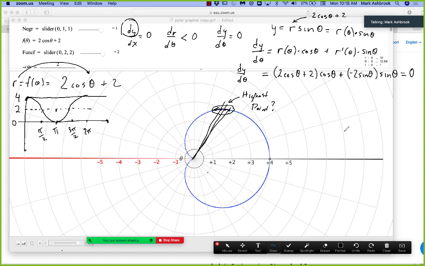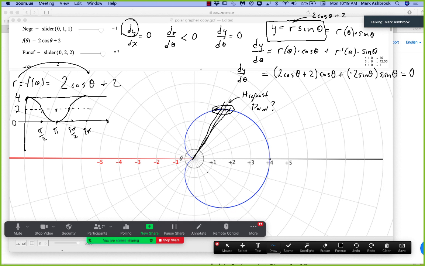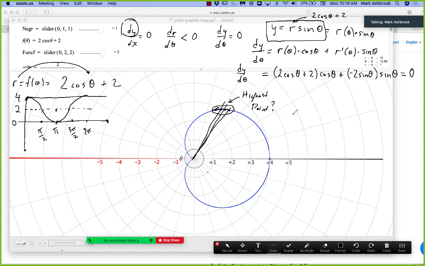All right, I'll pause there for any questions. Did you follow everything? Since y is r sine theta, and we want dy/d theta, we use the product rule. This is the generic formula for dy/d theta for any polar graph. r of theta is 2 cosine theta plus 2, which makes r prime negative 2 sine theta. And so there's the product rule for our particular graph here.